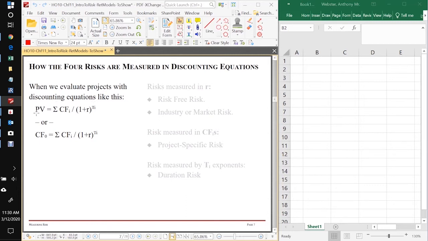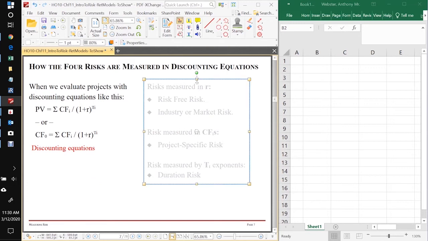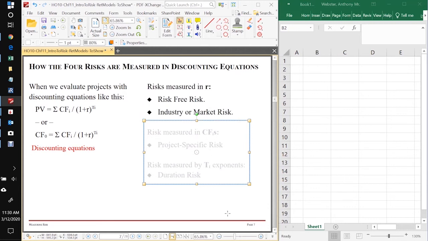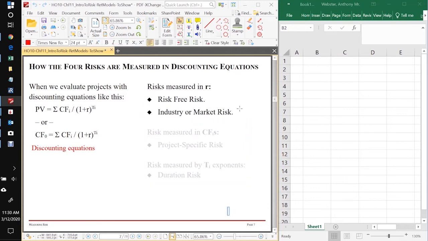So again, here are our discounting equations, right? Okay, and again, we're going to be evaluating projects for the rest of the term with equations like this. So how does everybody in the world pretty much agree to measure the risks? Pretty much everybody in the world is going to measure in the interest rate or the discount rate risk-free risk, and remember that's our treasuries, and industry or market risk.